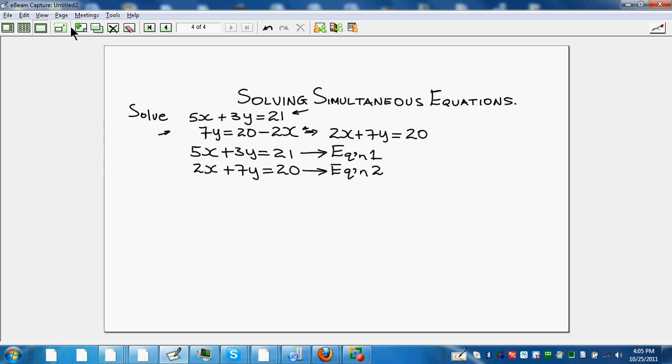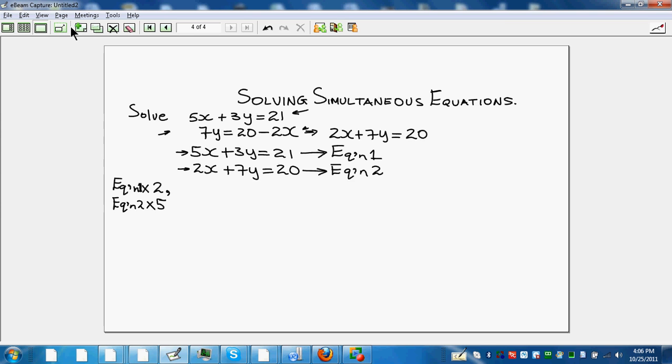And in order to do that, what we will do, we will take equation 1 and multiply it by the coefficient of x in equation 2. The coefficient of x in equation 2 is the number in front of x in equation 2, which is the number 2. So we will multiply equation 1 by the number 2. And after we do that, we'll take the second equation, which is equation 2, and we'll multiply it by the coefficient of x in equation 1, which is 5. Okay, and you'll see what will happen.